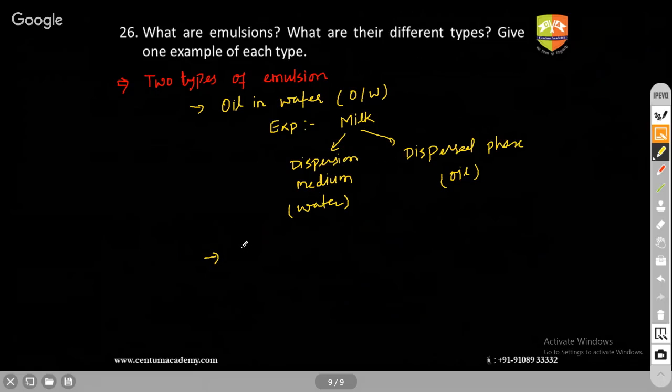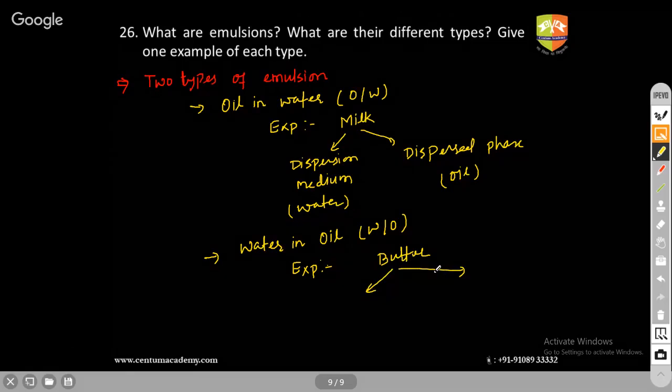Example is milk. Water in oil, given in NCERT, we will write as this. Example is butter. And in butter, the dispersion medium is oil. It's reverse actually. Dispersion medium is oil and dispersed phase is water.